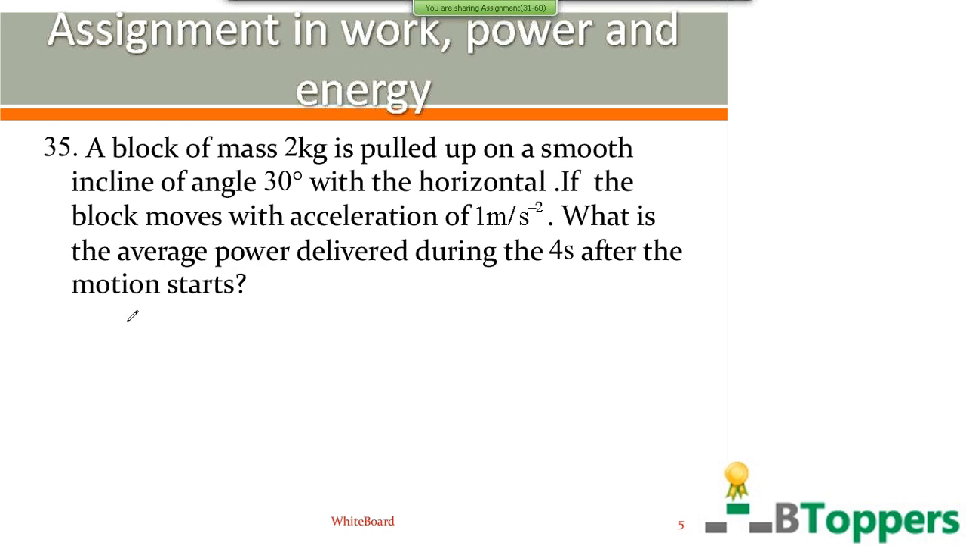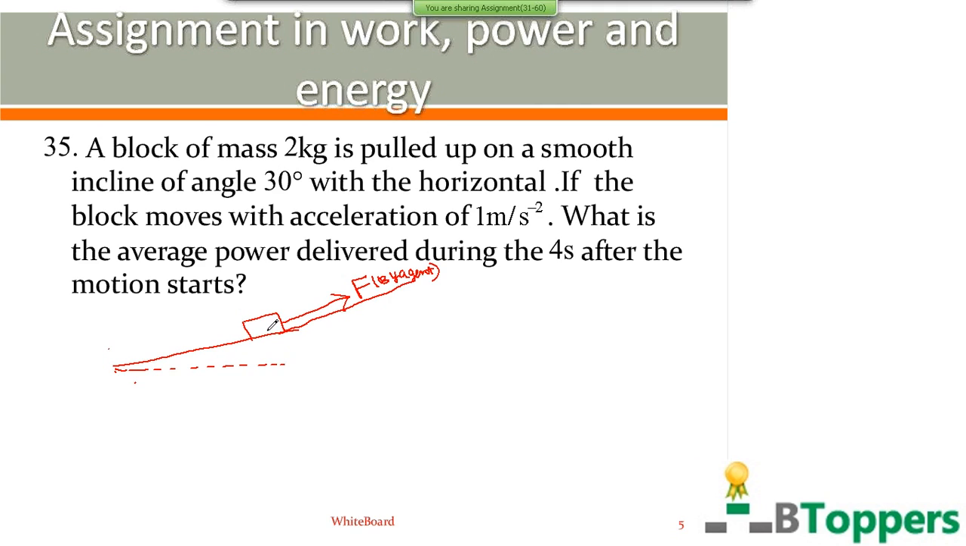So here we have to first calculate the magnitude of the force applied on the block by the pulling agent along the inclined surface. Let us consider the forces acting on the block. Let capital F denote the magnitude of the force applied on the block by the external agent, which acts in the direction of the motion of the block.